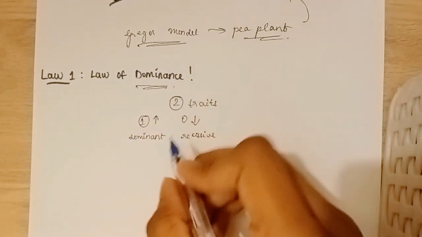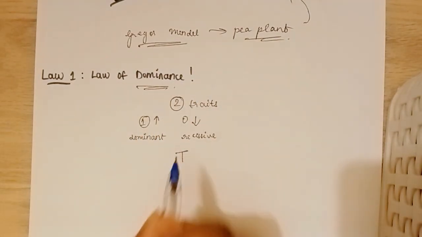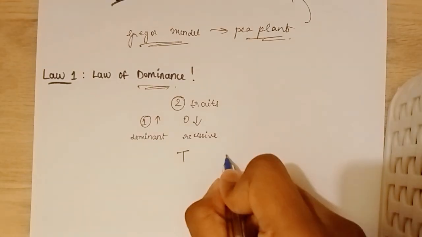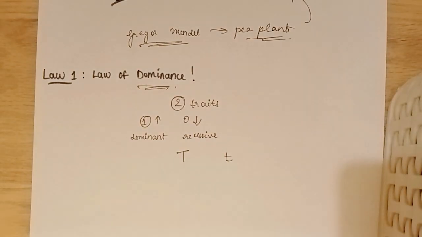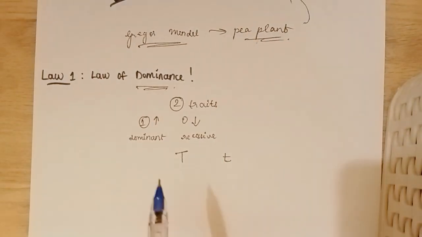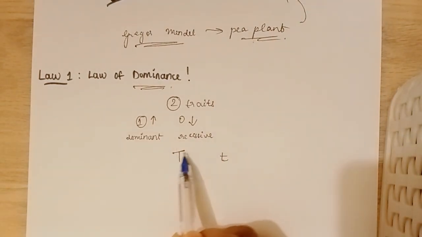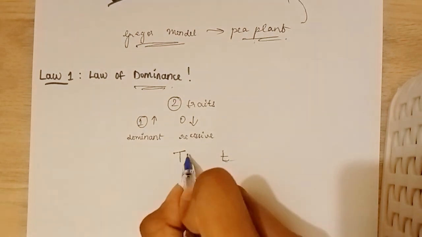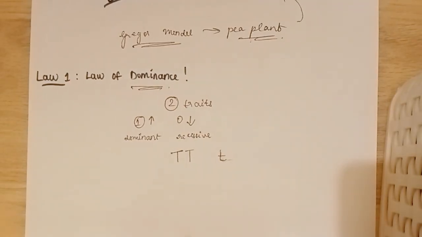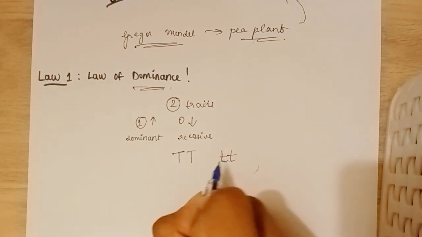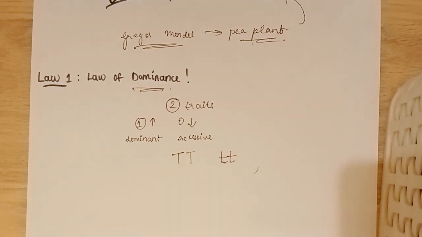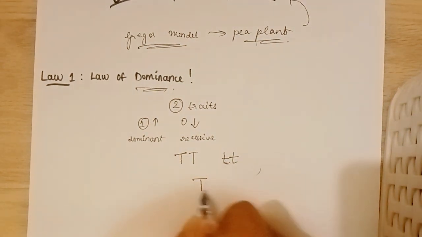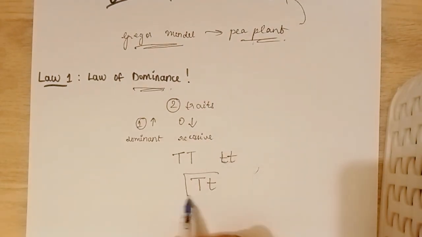Mendel assigned capital T for very tall plants and small t for very short plants, and mind you, pea plants. If there were two capital T's, then it will be a very tall plant. If there were two small t's, then it will be a very short plant. What will happen if one capital T and one small t are together? How will the height of the pea plant be?